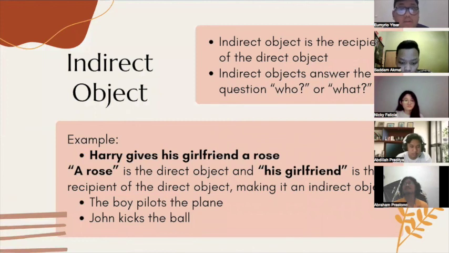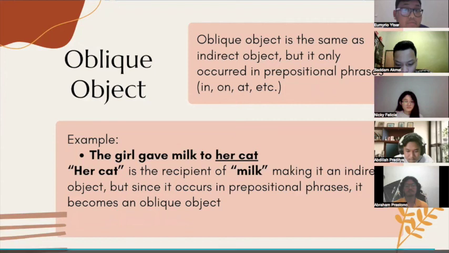Indirect object. An indirect object is the recipient of the direct object. An indirect object answers the question to whom or for what. The example is Harry gives his girlfriend a rose. A rose is the direct object, and his girlfriend is the recipient of the direct object, the rose, making her an indirect object.